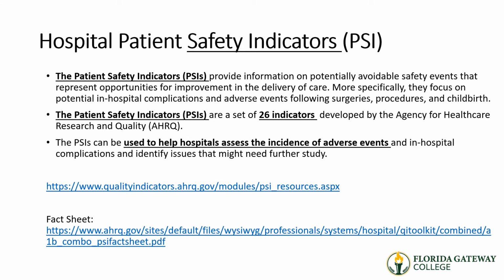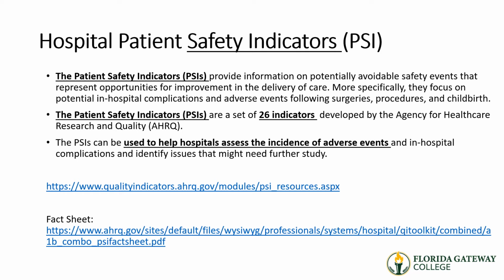Let's talk about the patient safety indicators and what they mean for things that can go wrong related to surgery, childbirth, or other medical procedures. So the PSIs are a set of 26 indicators developed by the Agency for Healthcare Research and Quality, or the AHRQ. This list can be used to help hospitals and other healthcare facilities assess the incidence of adverse events and identify issues within that particular facility that need further study or review. And you can click on the links and find out what is on the list of the 26 PSIs.